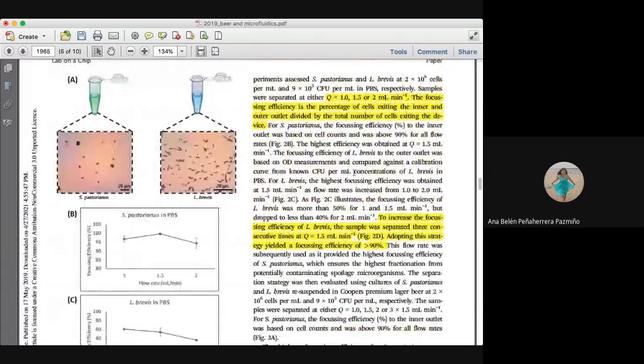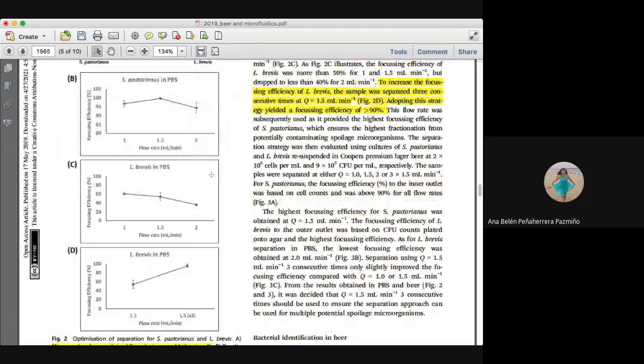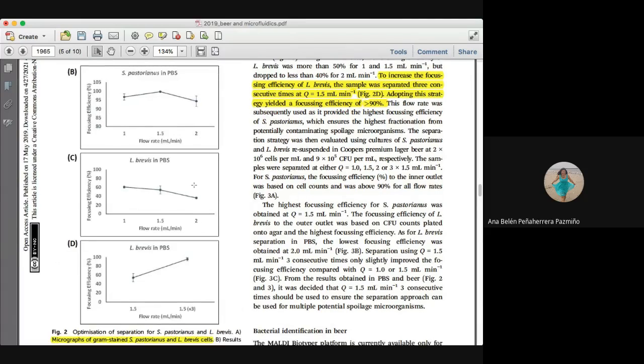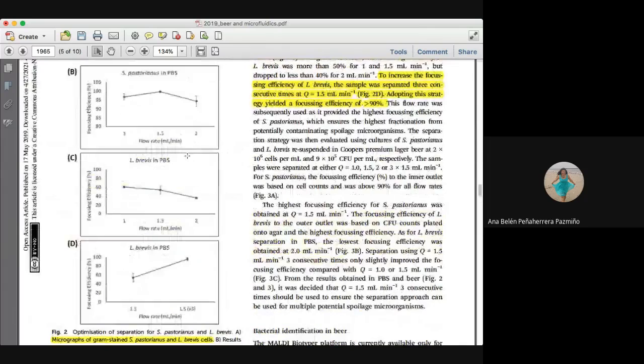Okay, here we have an image of the yeast and also the Lactobacillus brevis. First, they optimized the flow rates using the matrix PBS, and then they are going to use the matrix beer. But let's see what happened with the PBS.